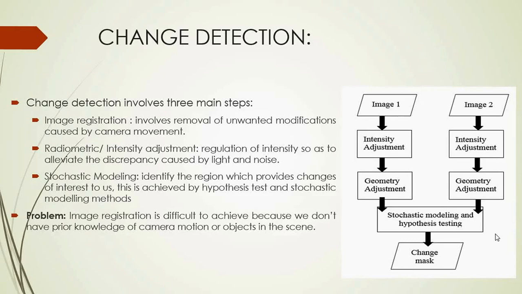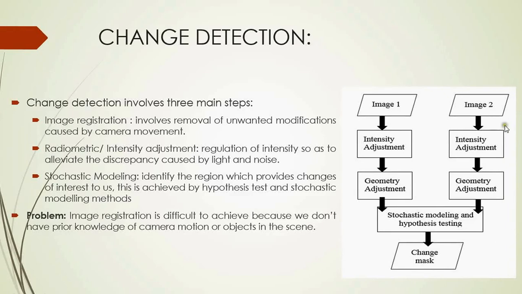To detect a change in the image, we usually follow three main steps. First is image registration. It involves the removal of unwanted modifications that are caused by camera movement. Then there are radiometric or intensity adjustments, which remove the discrepancies caused by light and noise. Stochastic modeling helps in identifying the regions which provide changes of interest to us. This is achieved by hypothesis testing and stochastic modeling methods.